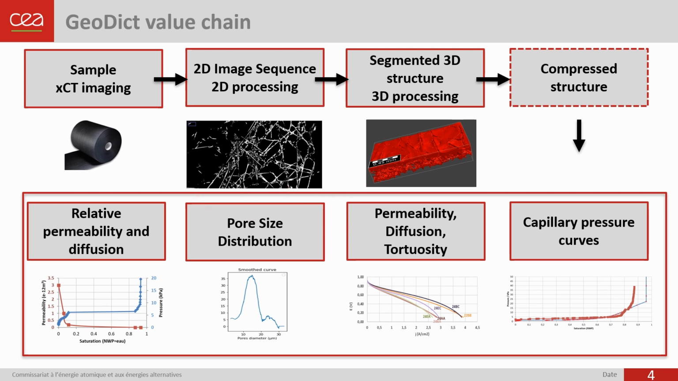And with these last curves, it was possible to reach the relative permeability and relative diffusion, and also calculate the pore size distribution. All these properties are gas transport properties, which are really important for GDL because they characterize how the GDL is able to make a gas go through the structure or not.